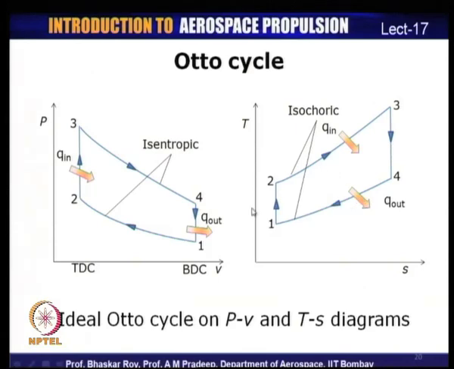The same process on the TS diagram: the first process is isentropic compression, which is why you have a vertical line, constant entropy. 2 to 3 is constant volume heat addition, Q in takes place during process 2, 3. Process 3, 4 is isentropic expansion, and process 4, 1 is constant volume heat rejection. So, this is the ideal Otto cycle as seen on PV as well as TS diagrams. The real cycle can only be approximated in some way to that of the ideal cycle. There could be some differences between the real and the ideal cycles.